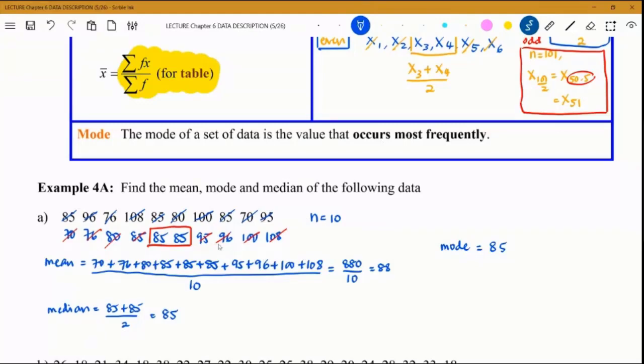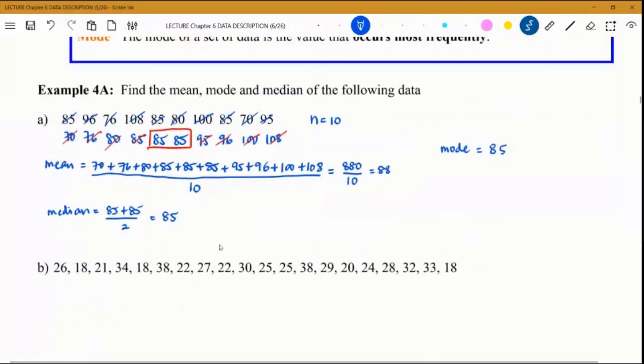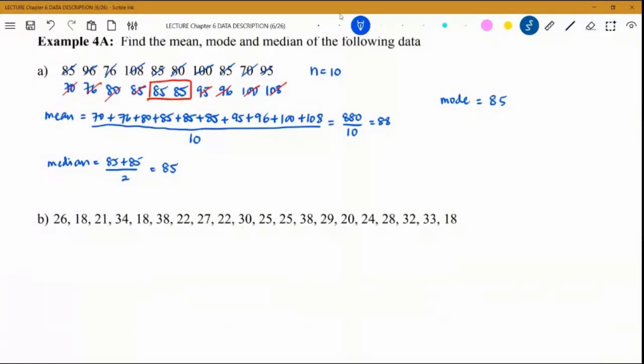Okay, part B. Can you rearrange the data first? What is the starting value? If we arrange it, the starting value is the lowest value, 18. How many 18s are there? 1, 2, 3. So we have three. And then next one we have 20. We don't have any 19 there. So 20 we have once. And then we have 21 here. And then we have 22, isn't it? So 22 we have twice. 1, 2.